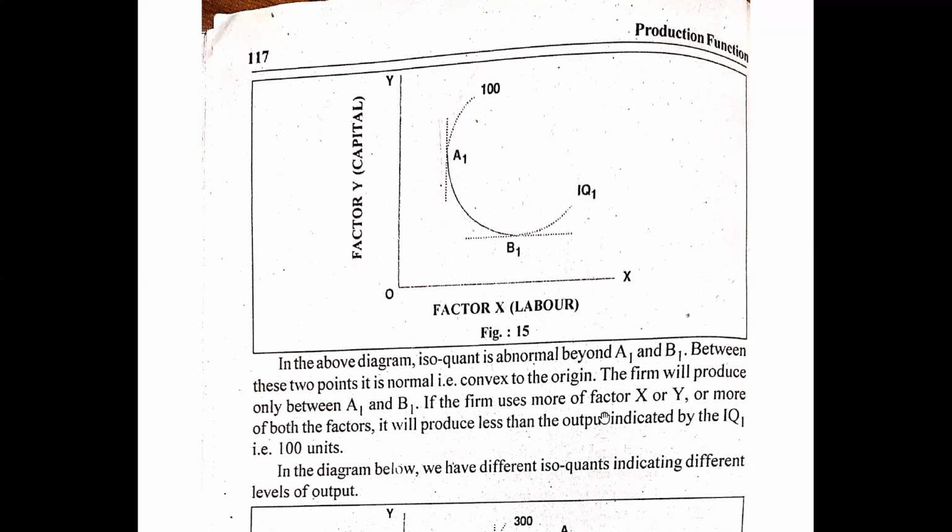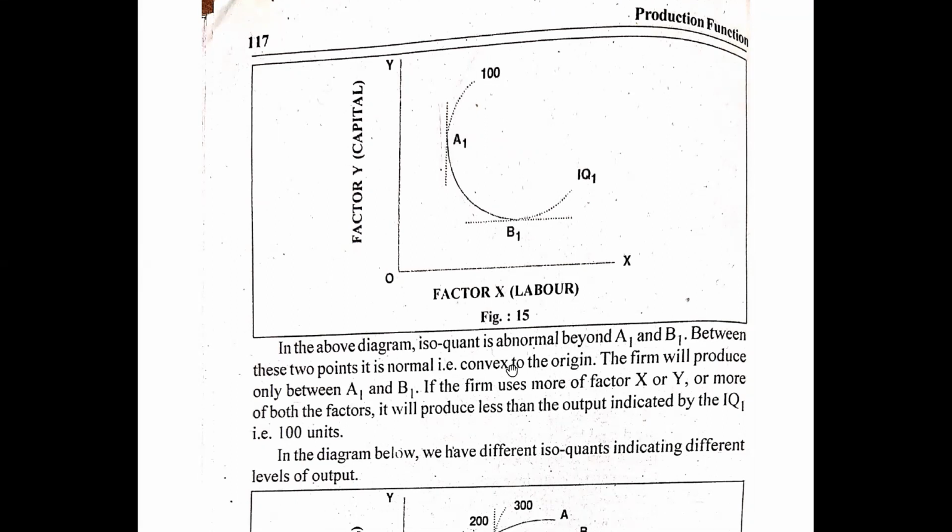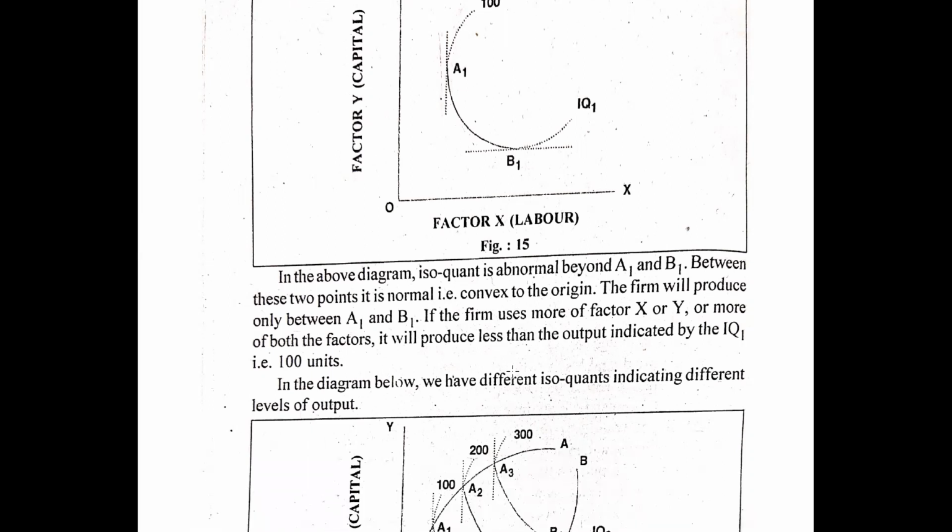If the firm uses more of factor X and Y, or more of both factors, it will produce less than the output indicated by IQ1, that is 100 units. So when the company goes beyond this point, there will be a negative, or we can say not a favorable, result for the company.